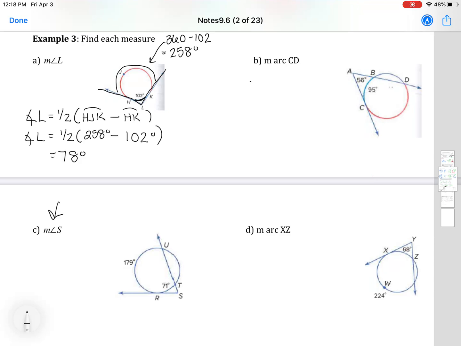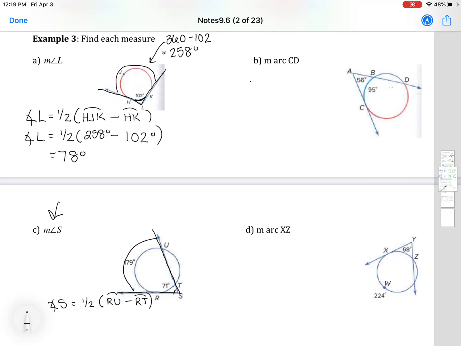Let me see. Let's do C. Let's do this one next before we do B and D, because this one is similar. So we're finding S right here. According to this, angle S would be equal to 1/2 the furthest arc from S. So the furthest arc from S would be RU minus the closest arc, which would be RT.